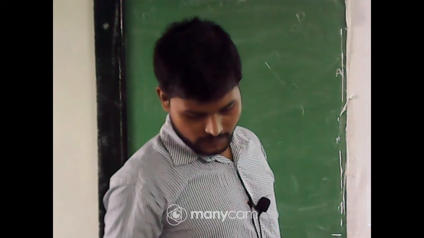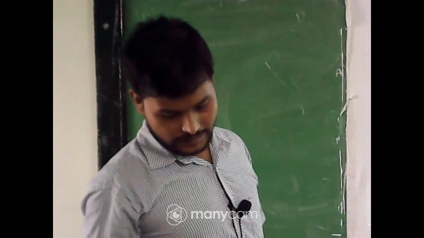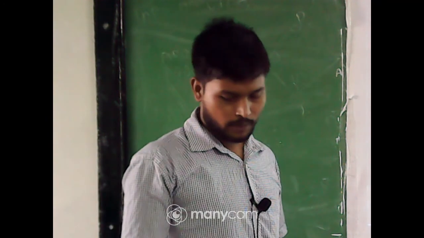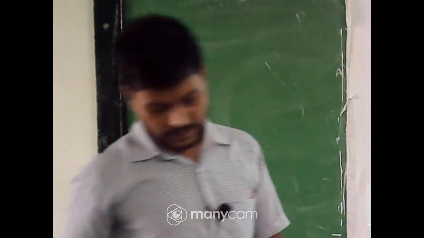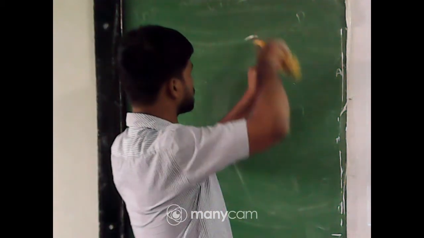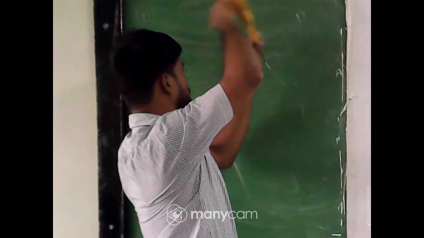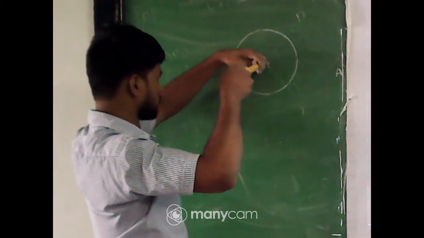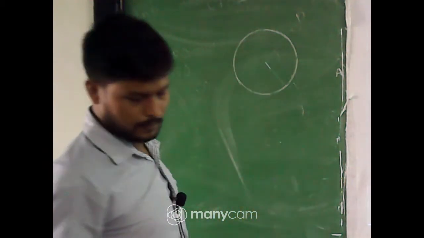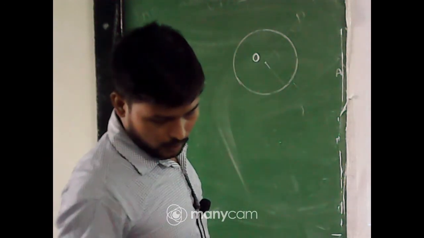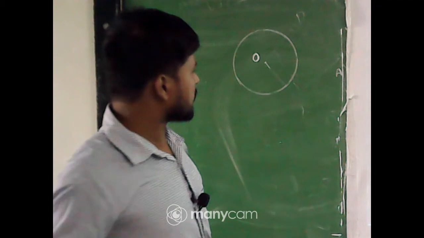Okay, so the first question is, from the point Q, the length of the tangent to a circle is 24 centimeter, and distance of Q from the center is 25 centimeter. Find the radius of the circle. Okay, so let's draw a circle. This is our circle with center O. Let us consider a point Q here.